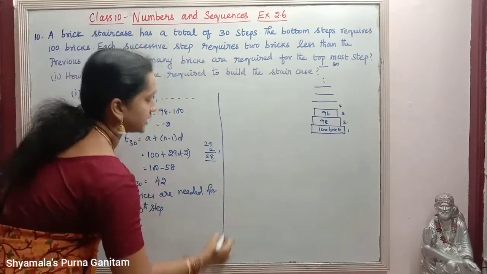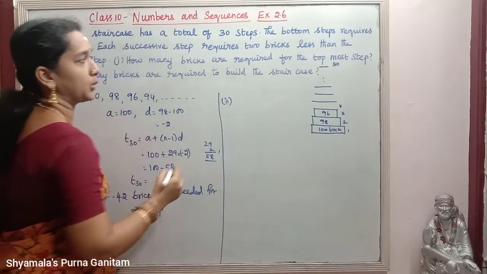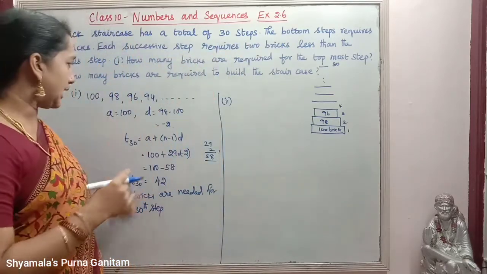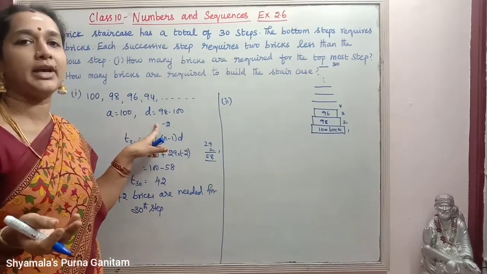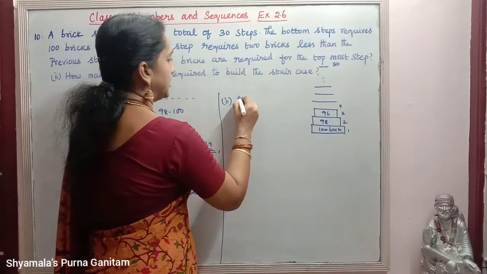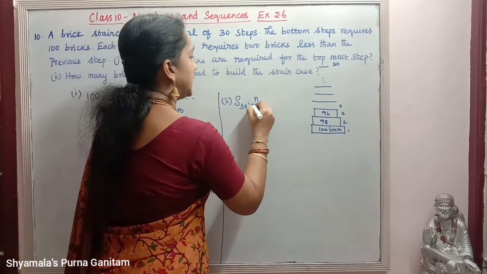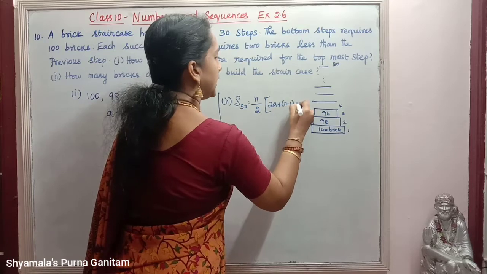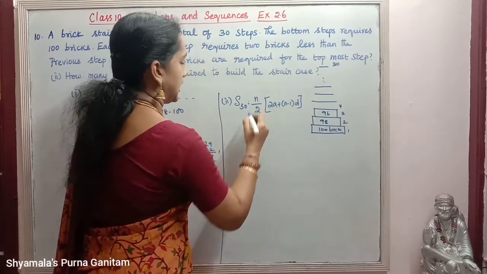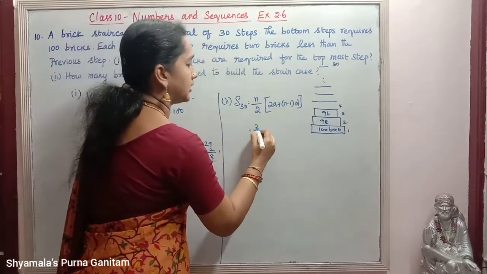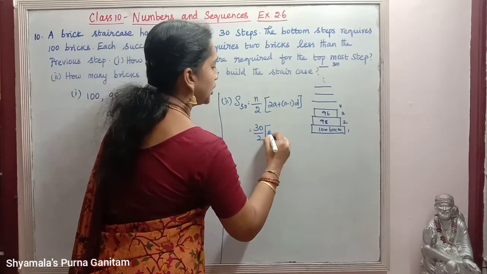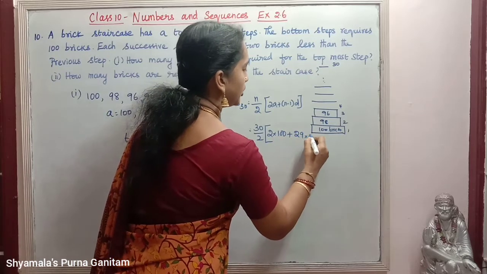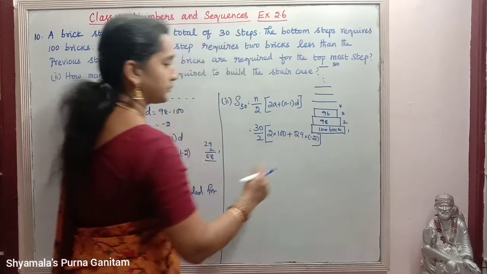Then the second question is, how many bricks are required to build the staircase? Totally 30 steps are there. A we know, D we know, so we will find S30. S30 is equal to N by 2 into (2A plus (N minus 1) into D). N, the number of terms, is 30. So 30 by 2 into (2 into the first term 100, plus 29 into the difference minus 2).